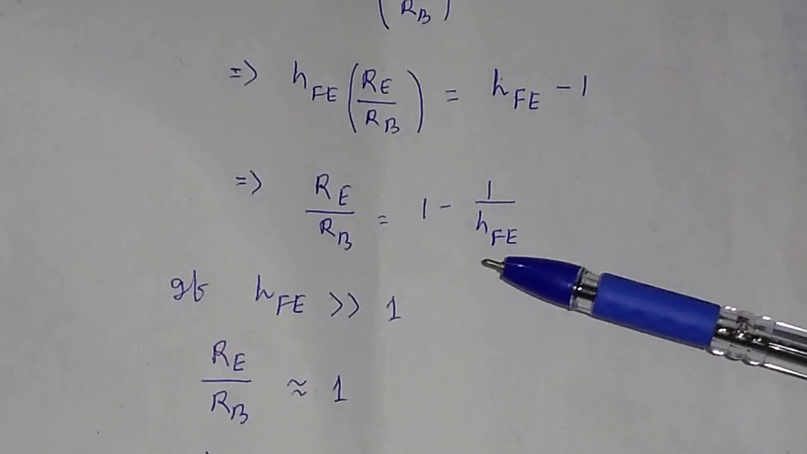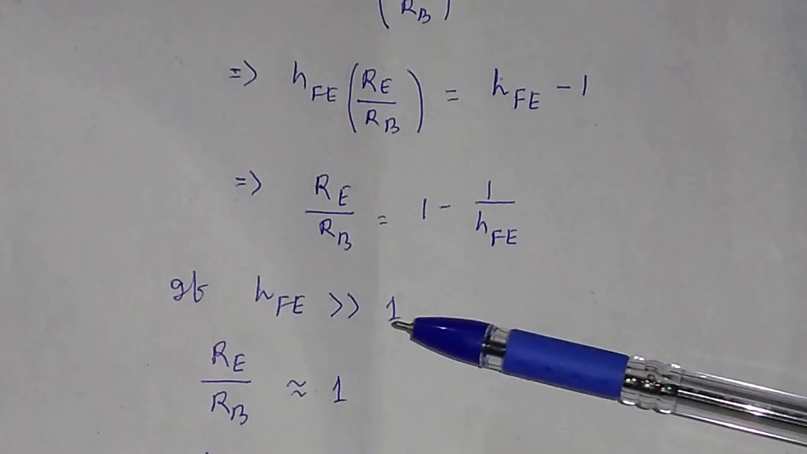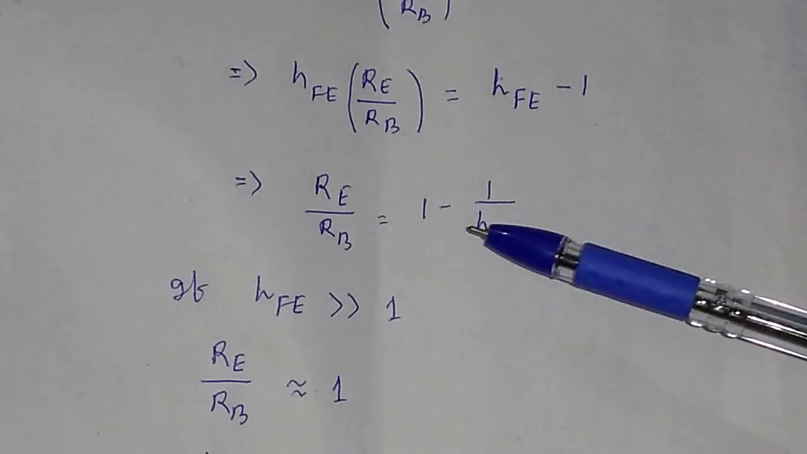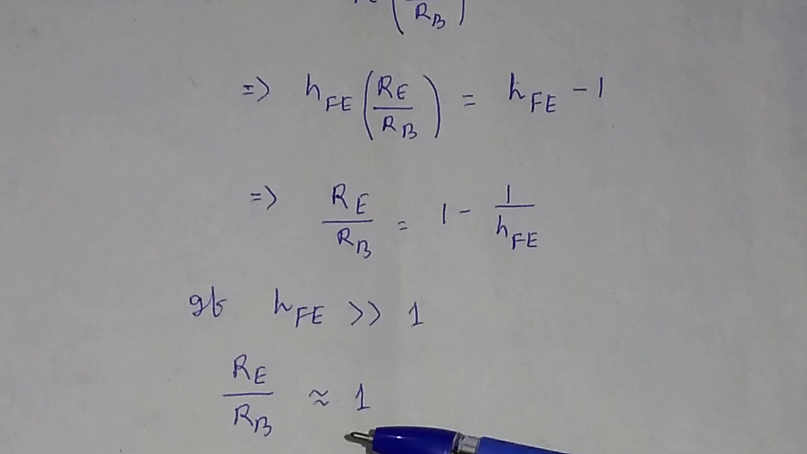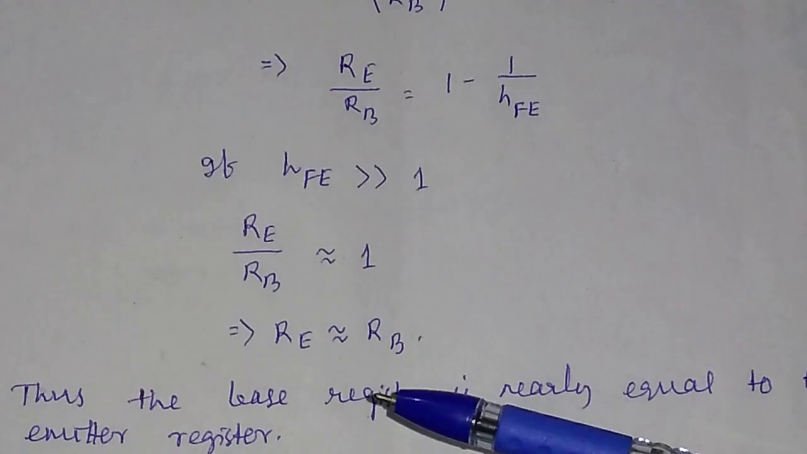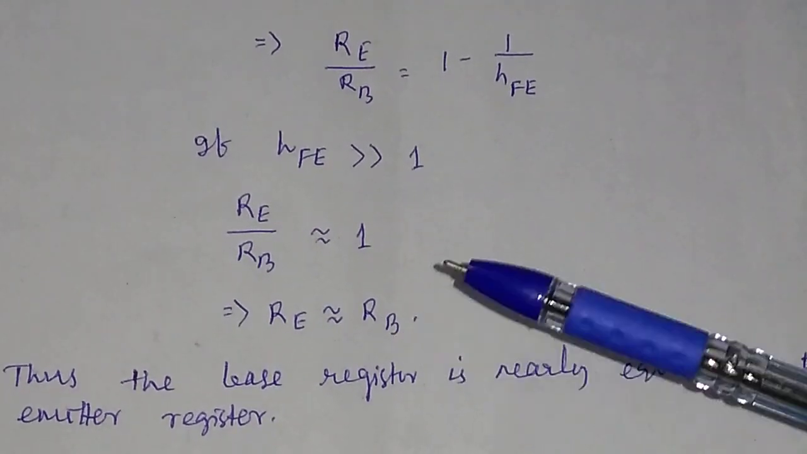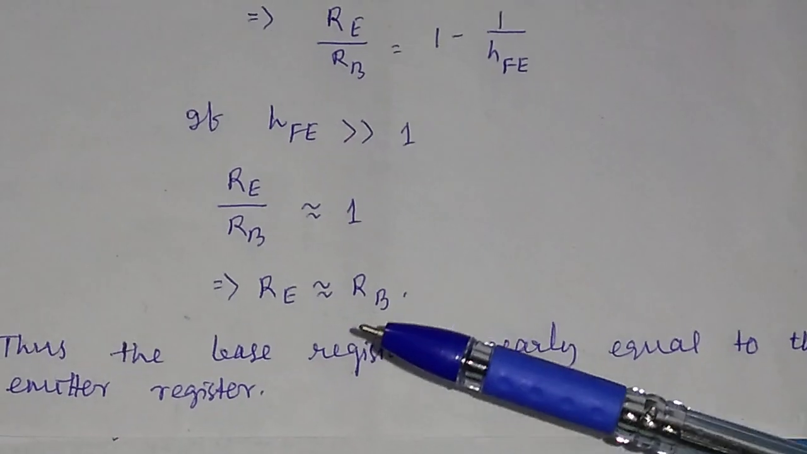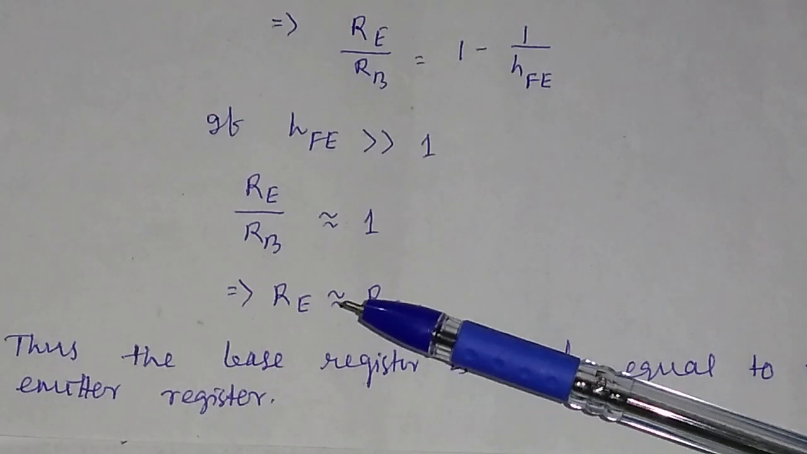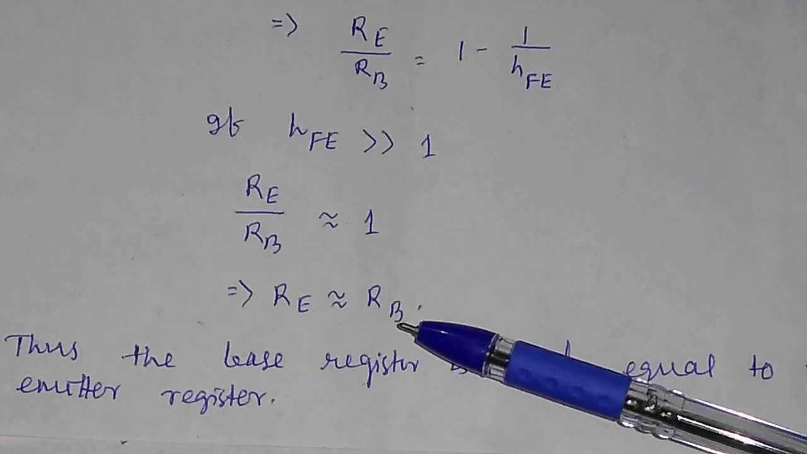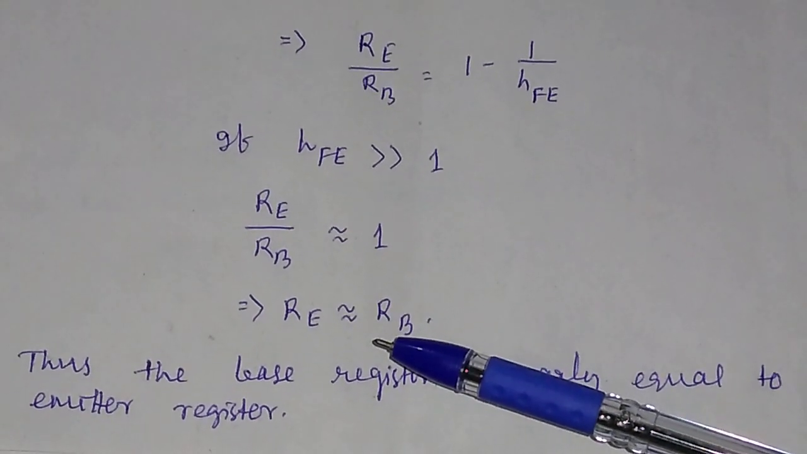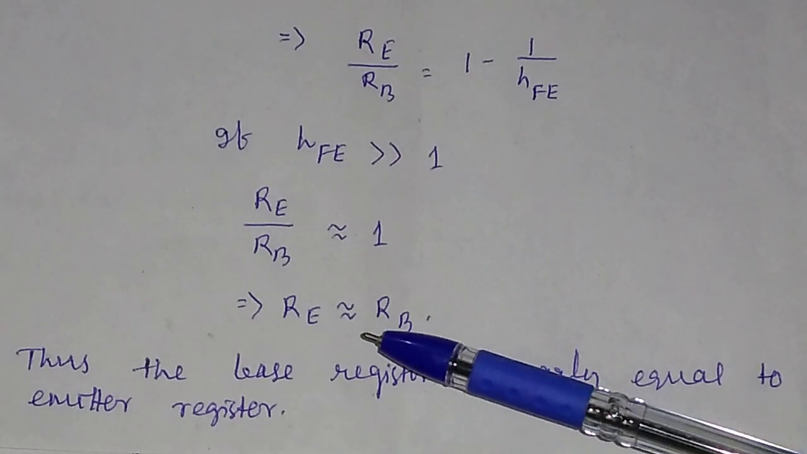And we know HFE is very much greater than 1. So this term, 1 by HFE, you can neglect. That means RE divided by RB will be nearly equal to 1. So RE will be nearly equal to RB. So in the voltage divider biasing circuit, you have to choose the values of resistors in such a way that the emitter resistance must be nearly equal to the resistance of the base. This is the practical circuit. In a practical circuit, you have to see this one.